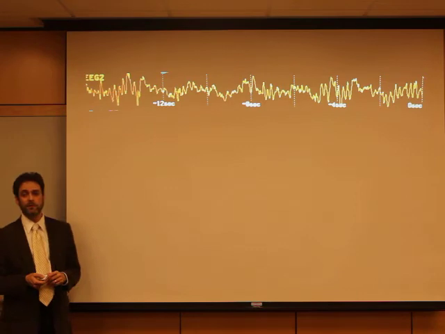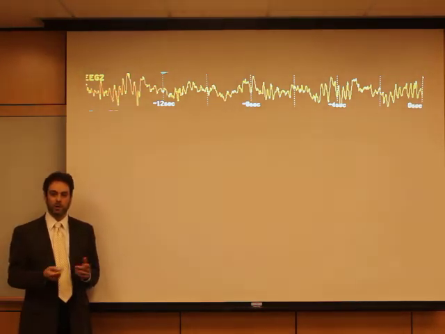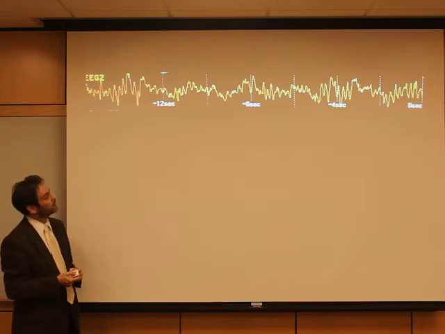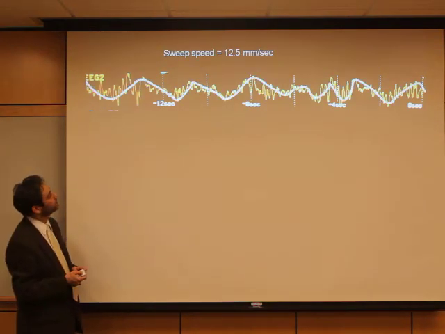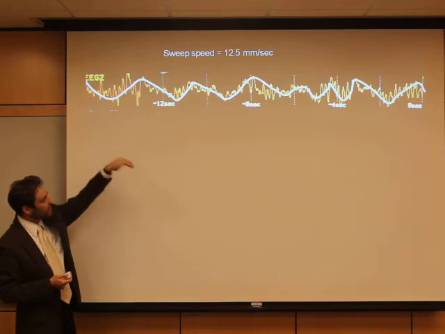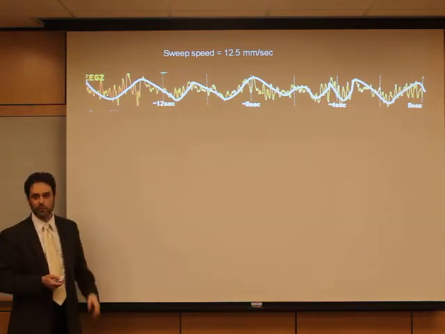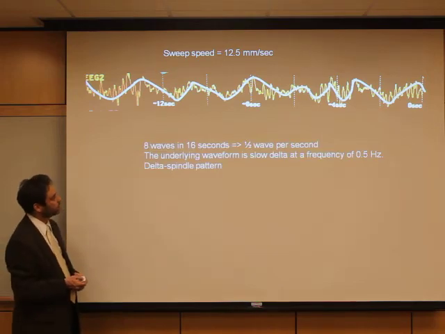This is an example of an EEG in the intraoperative period from an anesthetized person. And this shows a typical delta spindle pattern. And there are the delta waves, that's the underlying pattern, with alpha spindles riding on top of those delta waves.